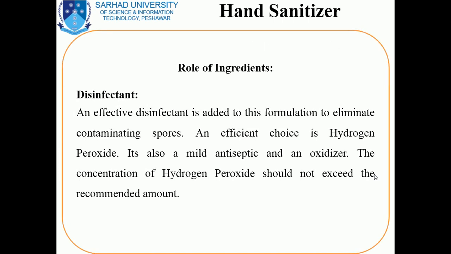Disinfectant is another ingredient. An effective disinfectant is added to this formulation to eliminate contaminating spores. An efficient choice is hydrogen peroxide. It is a good and efficient disinfectant. It is also a mild antiseptic and an oxidizer. The concentration of hydrogen peroxide should not exceed the recommended amount already mentioned in the formula, that is the WHO recommended concentration. If we exceed the amount, then it will become toxic.